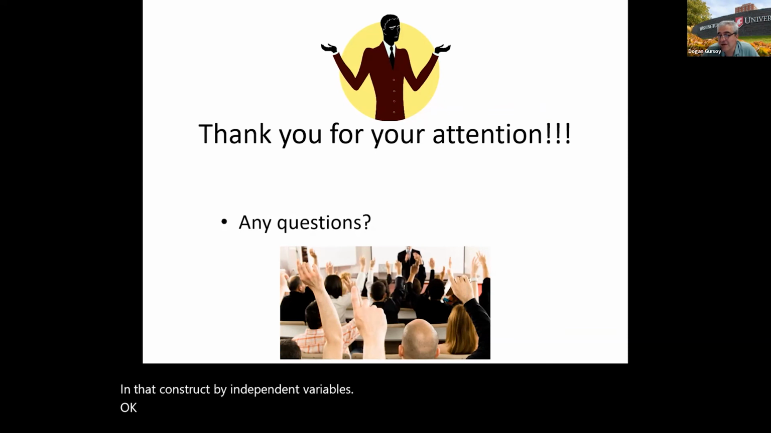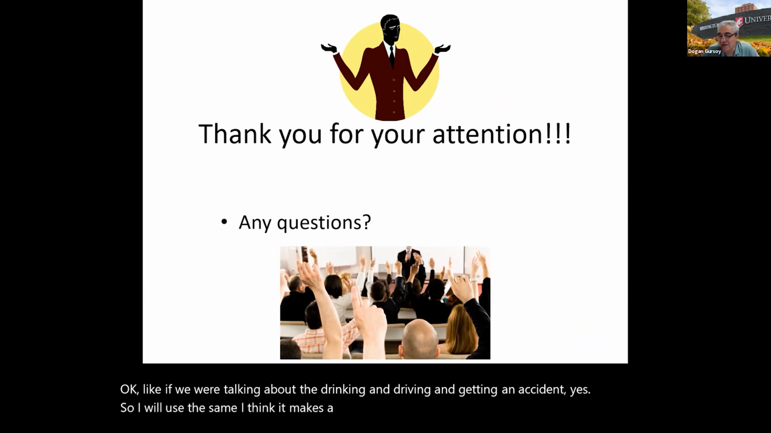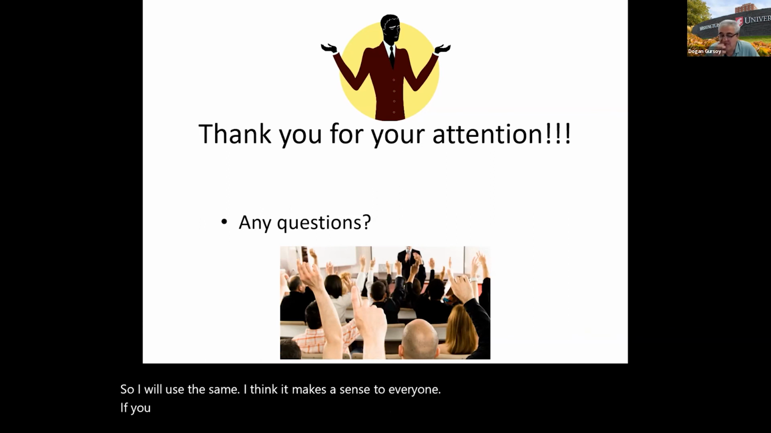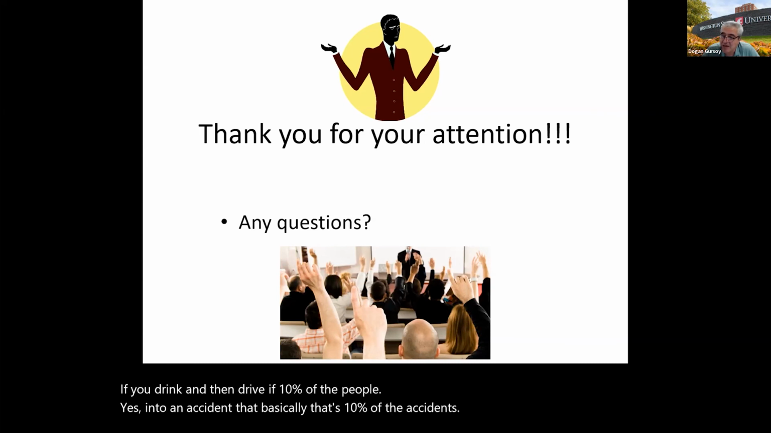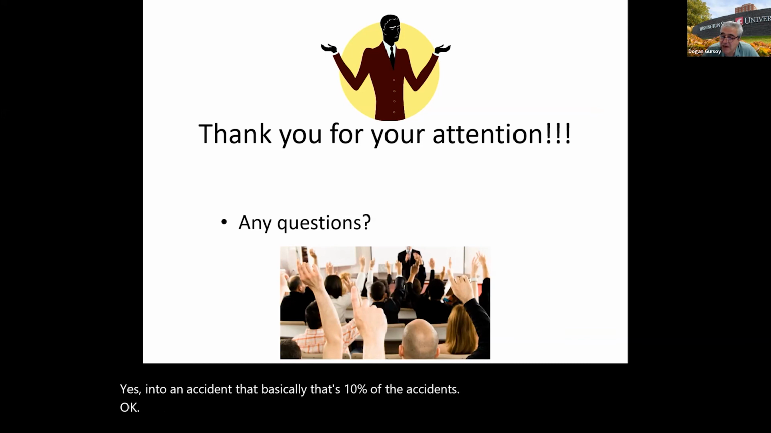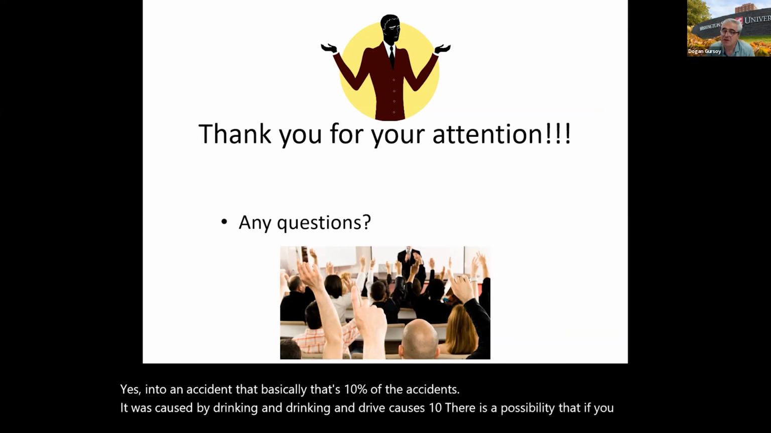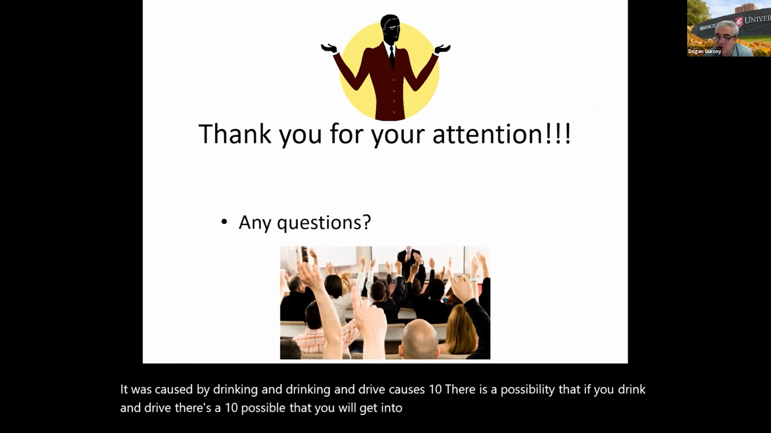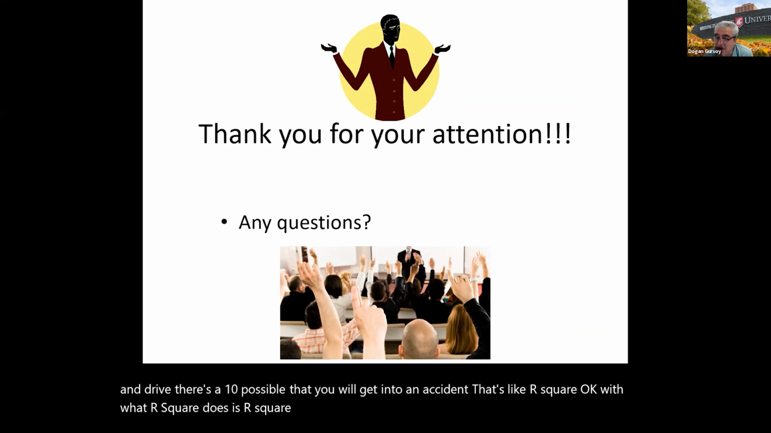Like if we were talking about drinking and driving and getting into an accident. If you drink and then drive, if 10% of the people get into an accident, then basically 10% of the accidents are caused by drinking and driving. There's a 10% possibility that if you drink and drive, you will get into an accident. That's like R-square.